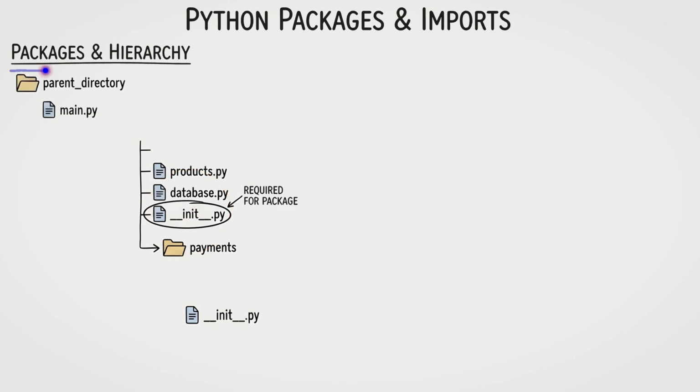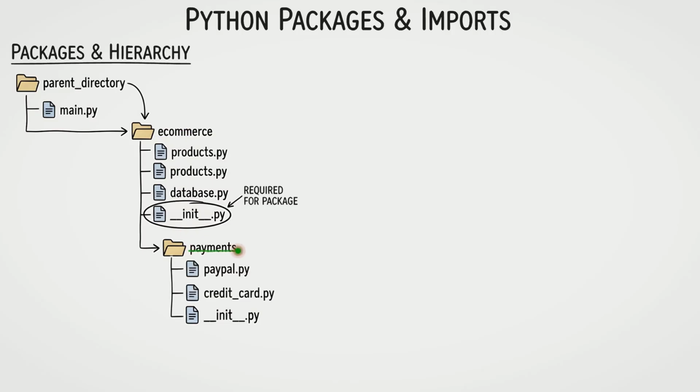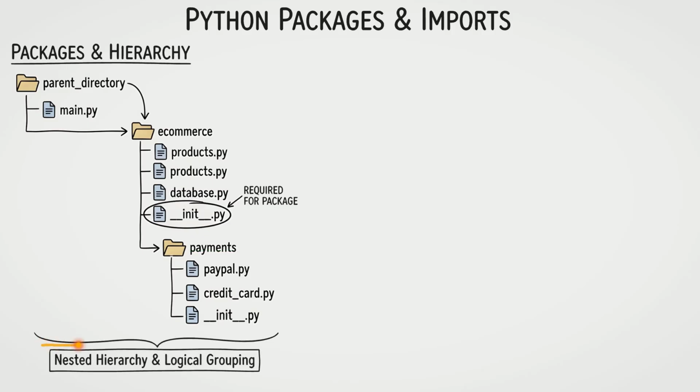Let's trace this out on our e-commerce project directory. We start with a parent directory containing our main.py file. Inside that, we have an e-commerce package folder, which contains its own modules and its mandatory init file. As we get more complex, we can even have a nested payments package inside the e-commerce folder just to handle things like PayPal or credit cards. This nested hierarchy allows for logical grouping, keeping our core logic separate from specific implementations.